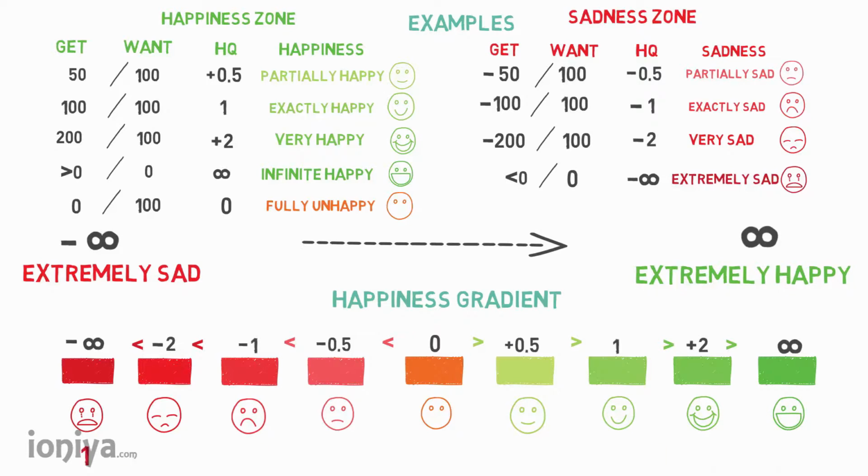The 9 happiness gradients for the corresponding happiness quotients from negative infinity to positive infinity can be put on a 9-point scale.